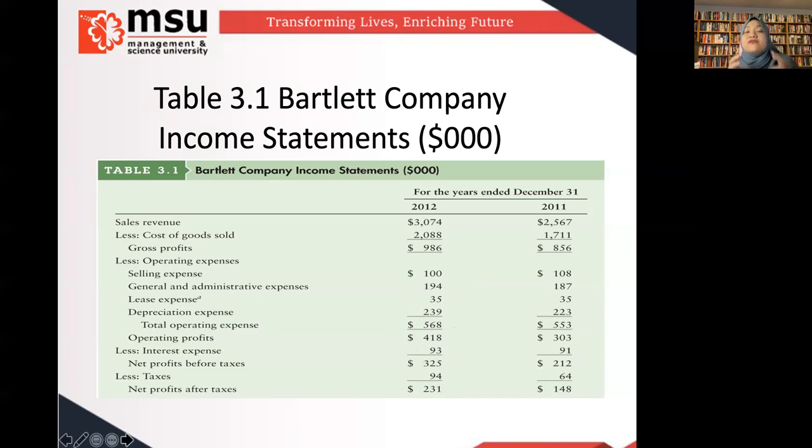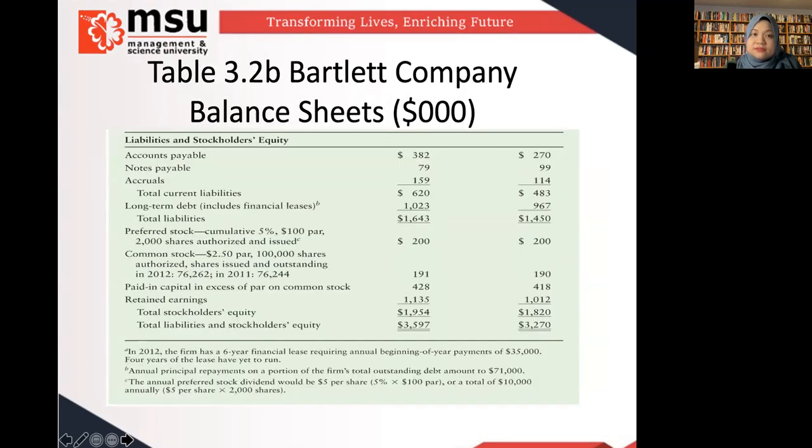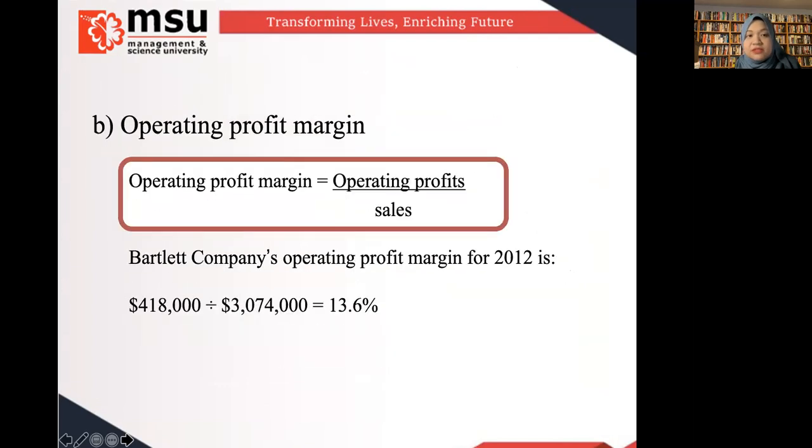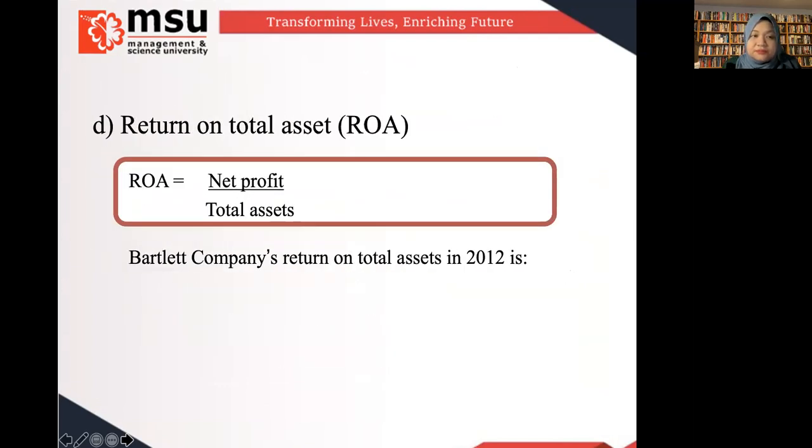Because net profit margin is the evaluation for the shareholders to know how much of the income will be distributed to the shareholders. So among the three margins, net profit margin is very important.